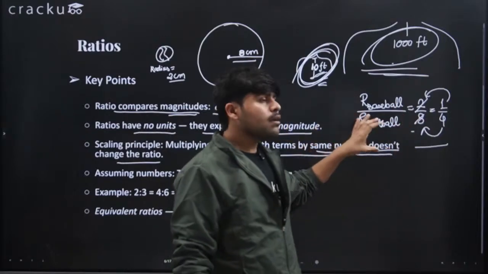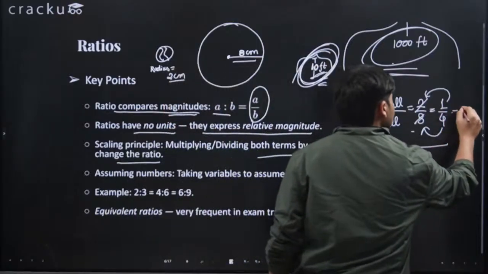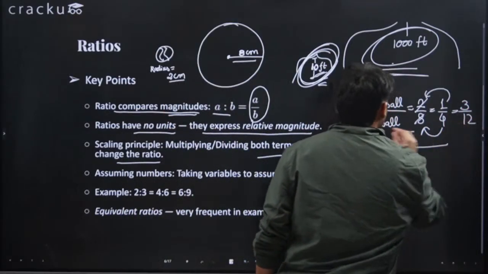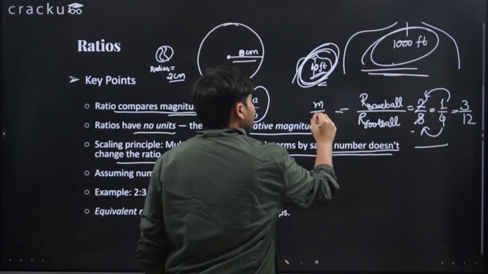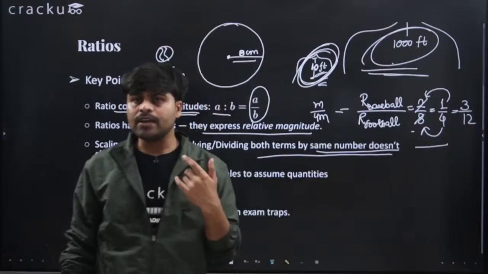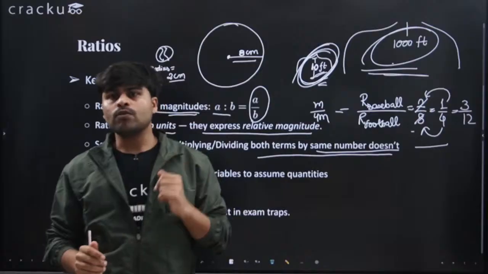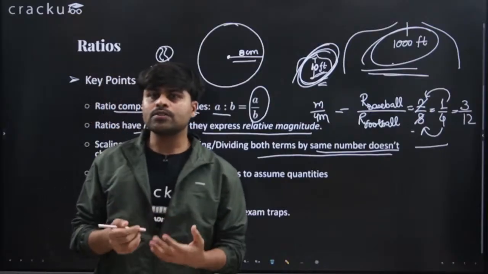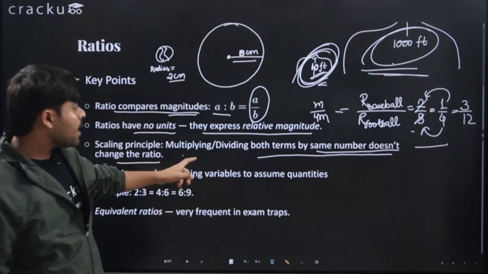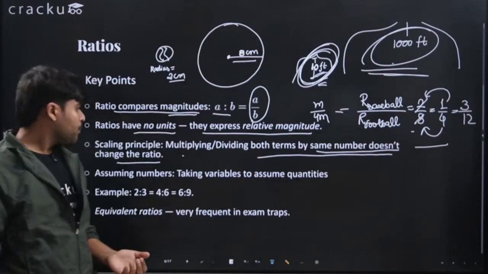It doesn't really matter what the number is that you multiply it by. You can also write it as 3 over 12, or for that matter m over 4m, any number that you want. It doesn't really change the value of the ratio. The value of the ratio stays 1 over 4. The ratio stays 1:4. So that is essentially what ratio is all about. Multiplying or dividing both terms by the same number doesn't really change the ratio.